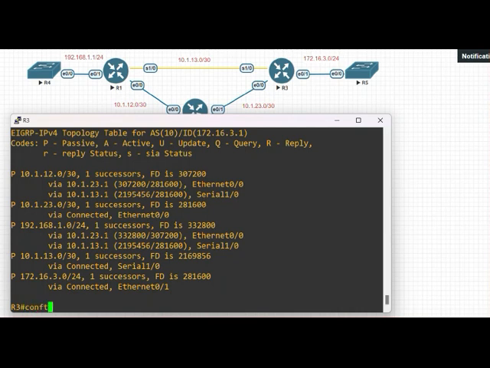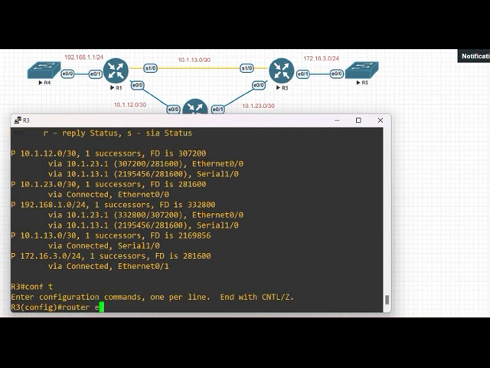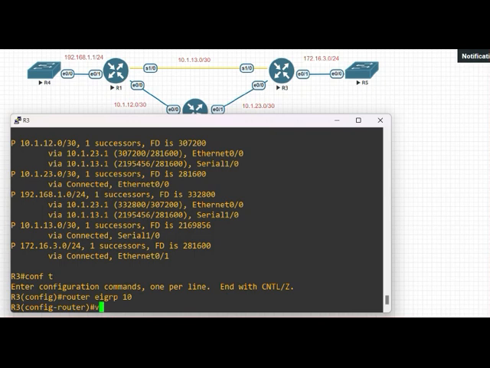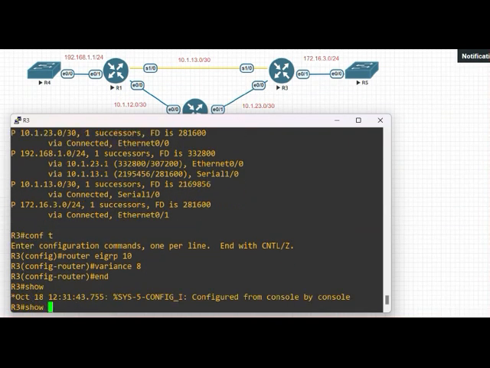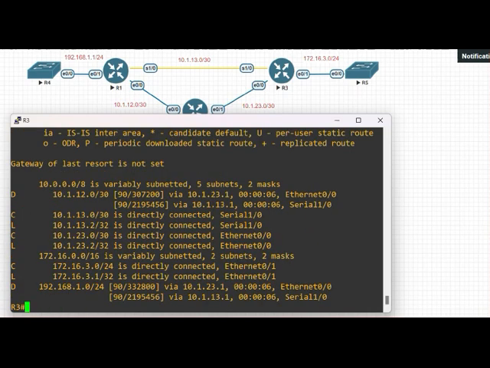So let's try this. Router EIGRP 10, variance 8. What happens to the routing table? Now you will see that we have two paths to the network 192.168.1.0. So this is what is happening with unequal cost load balancing.